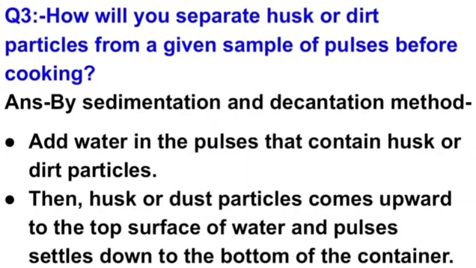Question number 3 is, how will you separate husk or dirt particles from a given sample of pulses before cooking? Answer is, by using sedimentation and decantation methods. For removing, add water in the pulses that contain husk or dirt particles. Then husk or dirt particles come upward to the top surface of water and pulses settle down to the bottom of the container.